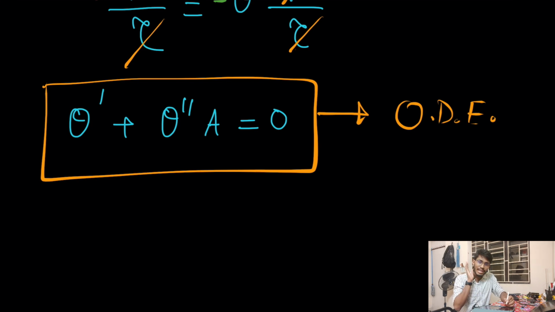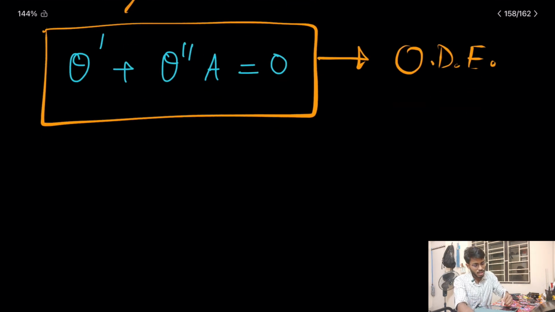So if a similarity transformation exists for any problem, and you have chosen a correct similarity variable, then with the help of that similarity variable you will be able to convert the PDE into an ODE. That is what we have done here. Now let me write the boundary conditions.